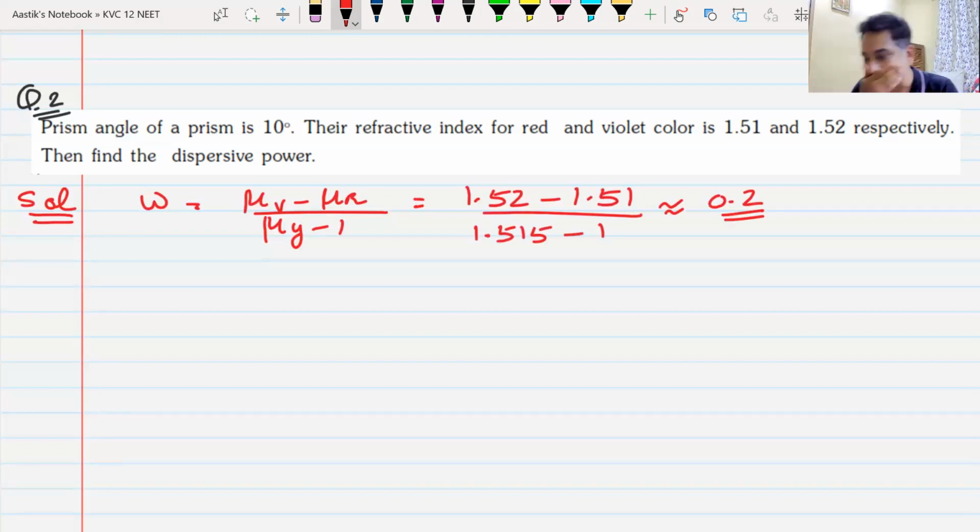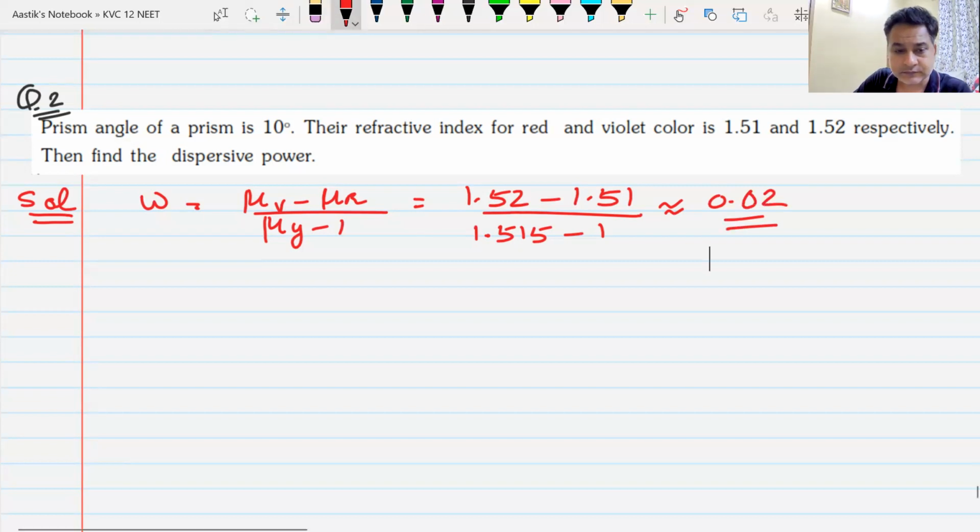Do we understand this? Yes, sir. Clear? 0.02. Oh, sorry, not 0.2. 0.02. Sorry. 0.02. Clear with everyone? Yes, sir.